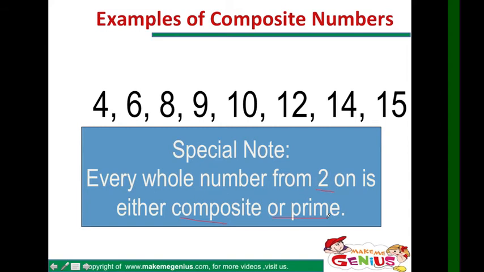Ang 4, composite. Ang 5, prime. Ang 6, composite. Ang 7, prime. Ang 8, composite. Ang 9, composite. Ang 10, composite. So, ang sinasabi lang dito is lahat ng numbers starting 2, 1 million to 10 million to billions. Lahat ng numbers na yon, it's either composite or prime. No? Maaring composite sila or prime, but not both. Hindi sila pwede maging both prime and composite.